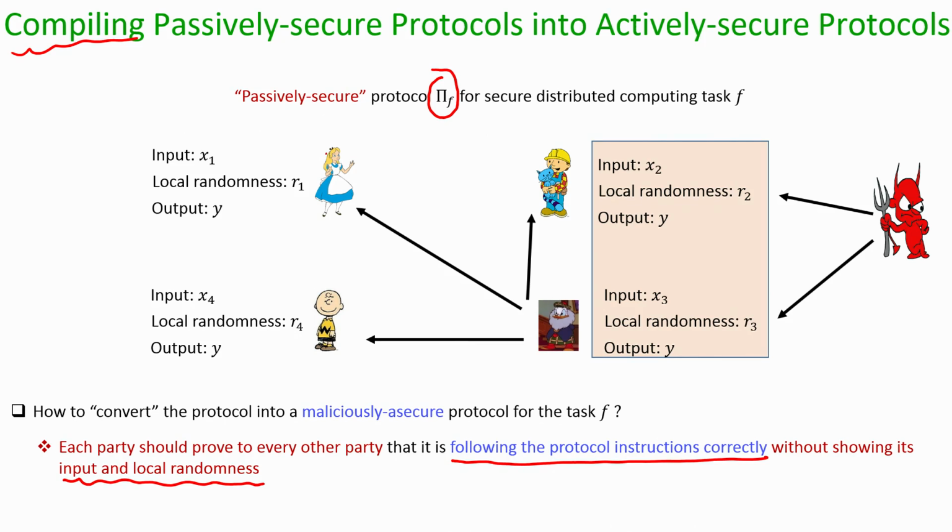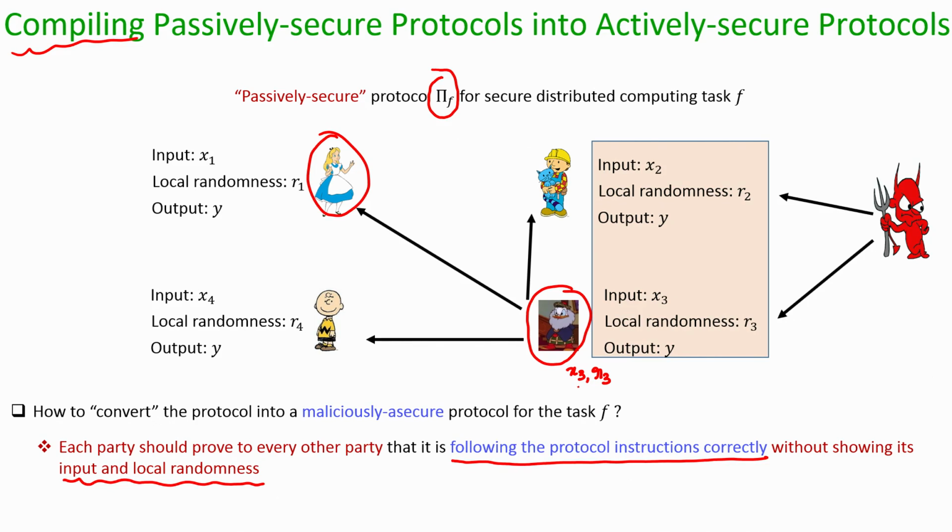For instance, in this case, if Alice wants to verify whether indeed this third party is following his protocol instruction correctly or not, then one way of verifying that is Alice checks the messages which this third party is sending, and along with that, if this third party shows his input x3 and his randomness r3, which he has used as part of this protocol pi sub f to Alice, then indeed Alice can perform the action of this third party, because the description of the protocol is known.